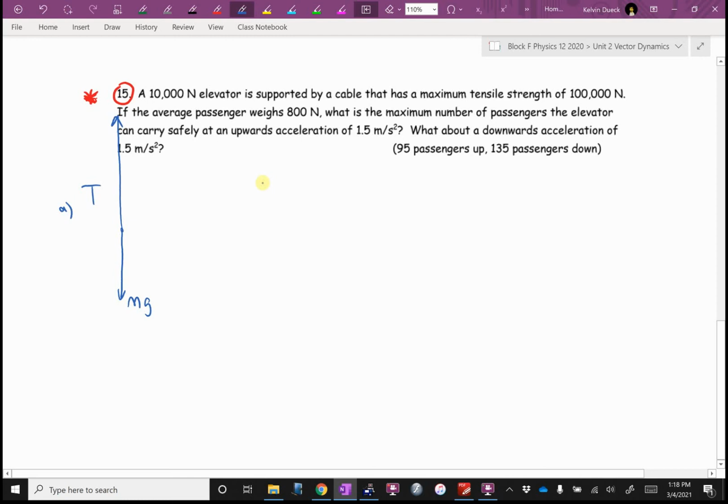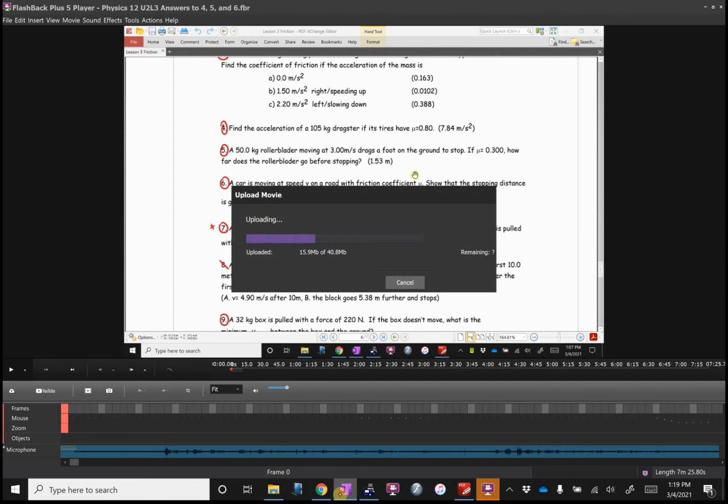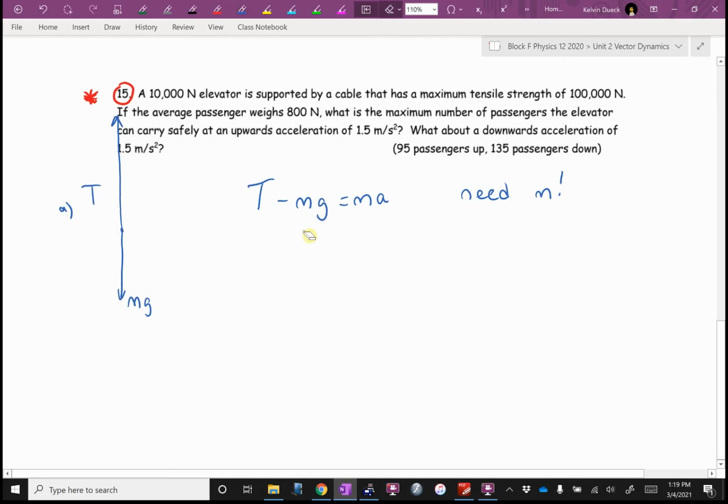So my equation is going to look like this. Tension minus mg equals ma. And I would like to find m. How many m's do I have in this equation? 2. How many would I prefer? 1. Well, for starters, why don't I try getting the m's to the same side? I'll plus the mg over. I'll get tension equals mg plus ma, or ma plus mg.